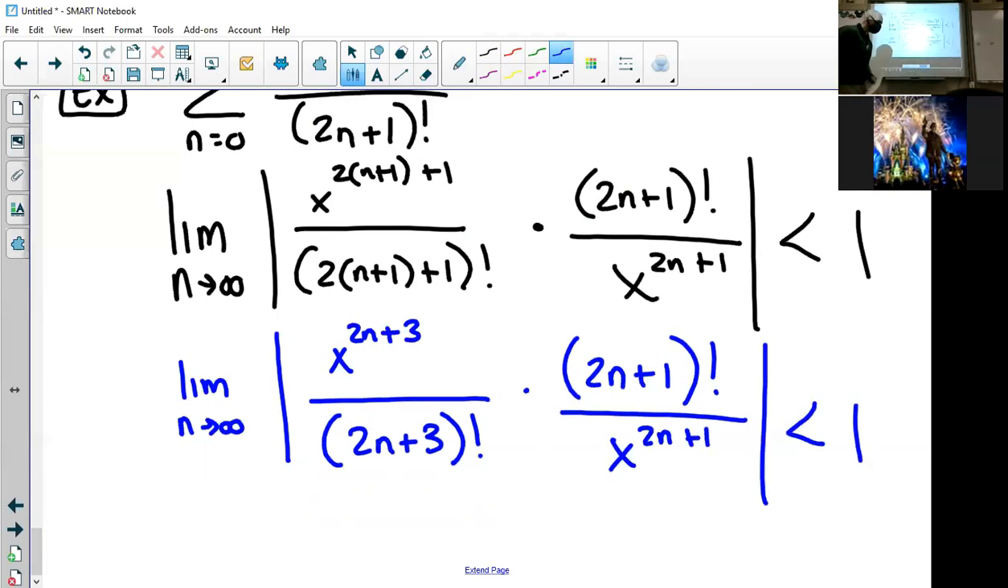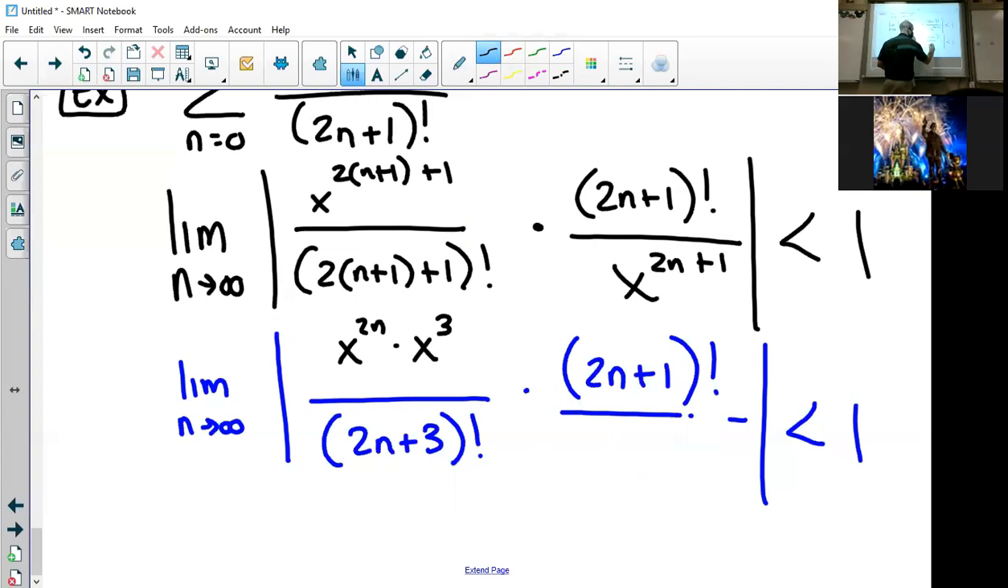Okay, well now we can start canceling some things out here and work through this a little bit. First off, x to the 2n plus 3, that's actually x to the 2n times x cubed. And x to the 2n plus 1 is x to the 2n times x to the first. That helps a little bit because now we can actually cancel out the x to the 2n. x cubed over x to the first is going to leave us with x squared, and that cancels out there.